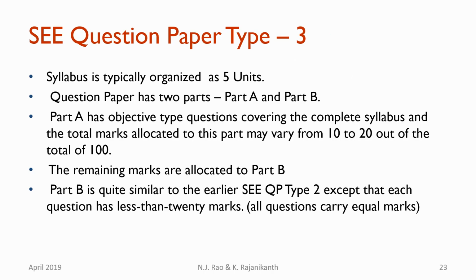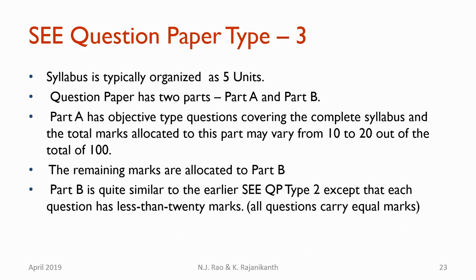There is a third type which has become more prominent these days in some of the universities, where the question paper has 2 parts, part A and part B. Now, part A has objective type questions covering the complete syllabus, and the total marks allocated to this part may vary from 10 to 20 out of the total of 100. The remaining marks are allocated to part B, and the structure of part B is quite similar to the SCE question paper type 2. That means the syllabus is organized into 5 units. For each unit there are 2 questions. The student has to answer one of those 2 questions. So, the choice is 1 out of 2, total 10, and the student has to answer 5, 1 from each unit.